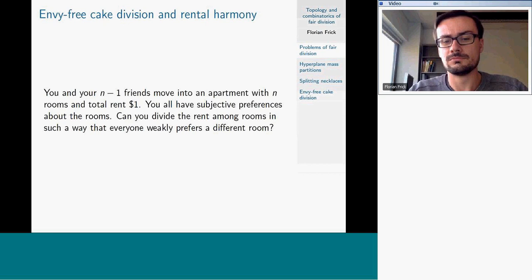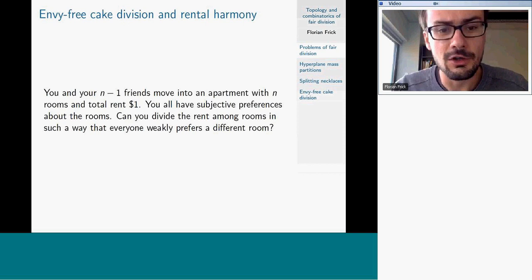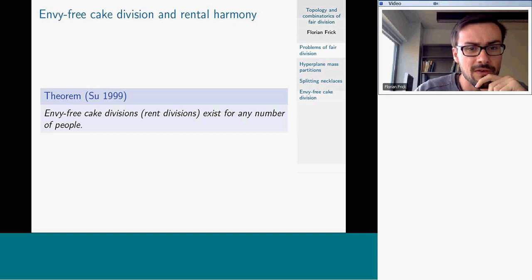In a way, assign rent to each room so that everyone decides on different rooms, they have a bijection to rooms, and no one is jealous of anyone else, an envy-free way. And now the theorem here, this is the article by Francis Su from 99. Envy-free cake division or rent division always exist for any number of people under reasonable assumptions.